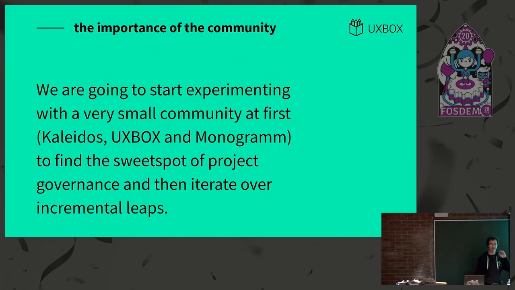So we're going to experiment with a small community at first. We're going to find the sweet spot of the governance model and everything. We're going to start with Kaleidos, the parent company, UXBOX, and Monogram for the next weeks or months, and see how this works, because we want to open it up slowly, so that we can cope with the potential contributions. Perhaps we're a bit optimistic here too, but we think a lot of people would like to not just use it, but actually have a say in future development. So we want to do this throughout the rest of the year in a timely manner.